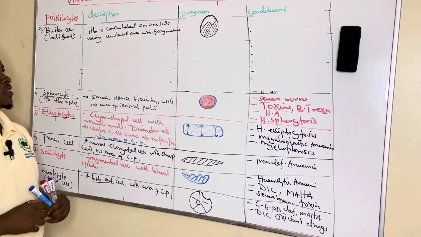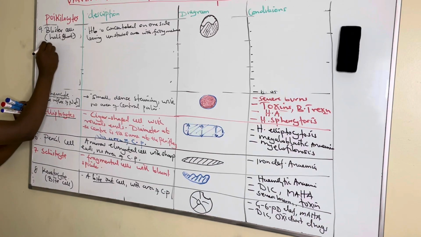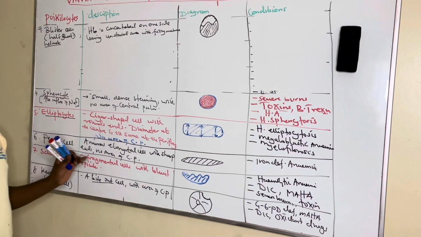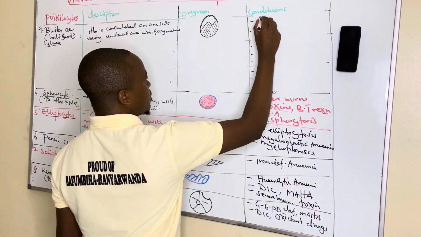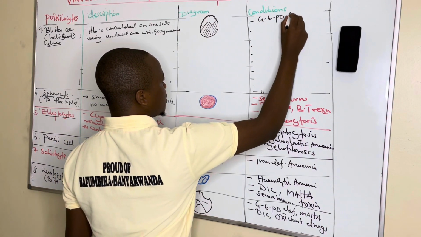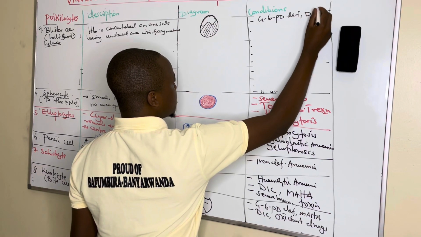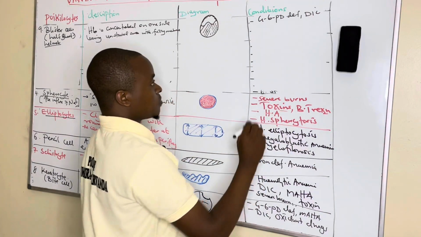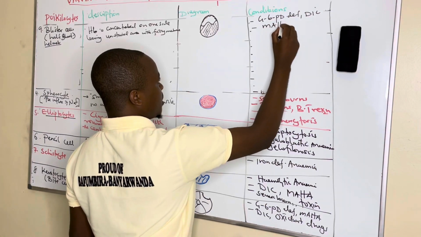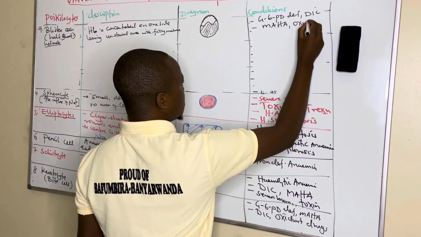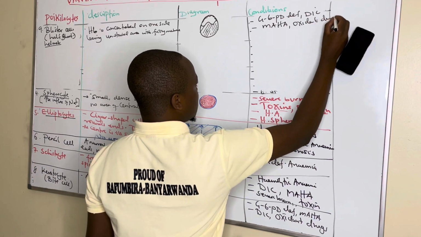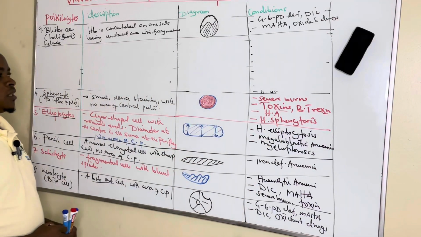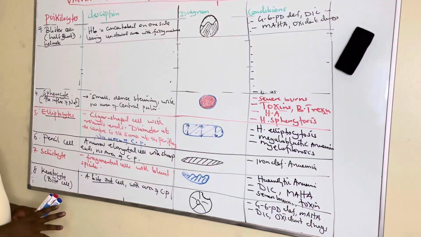That is a half-ghost cell, and you can call it half-ghost, or you can call it helmet cell. This cell is also seen in the same conditions as keratocyte, that is glucose-6-phosphate dehydrogenase deficiency. You can see it in DIC, that is disseminated intravascular coagulation. We see it in microangiopathic hemolytic anemia and oxidant drugs. You can see it there. So this is a helmet cell, or what we are calling a blister cell.